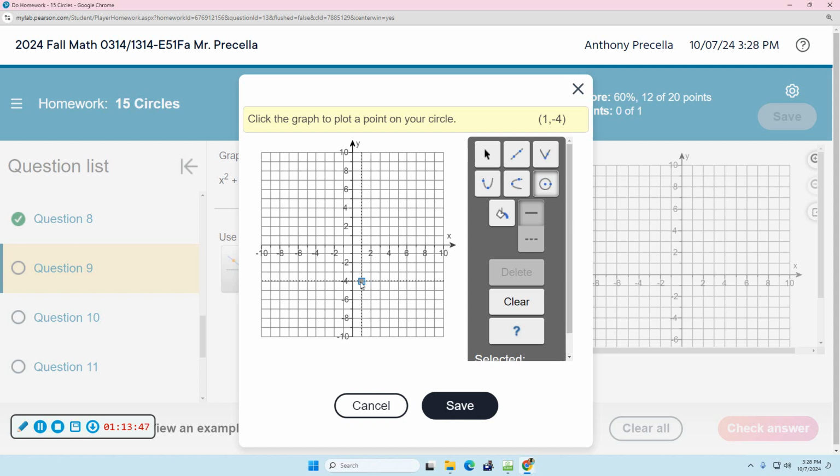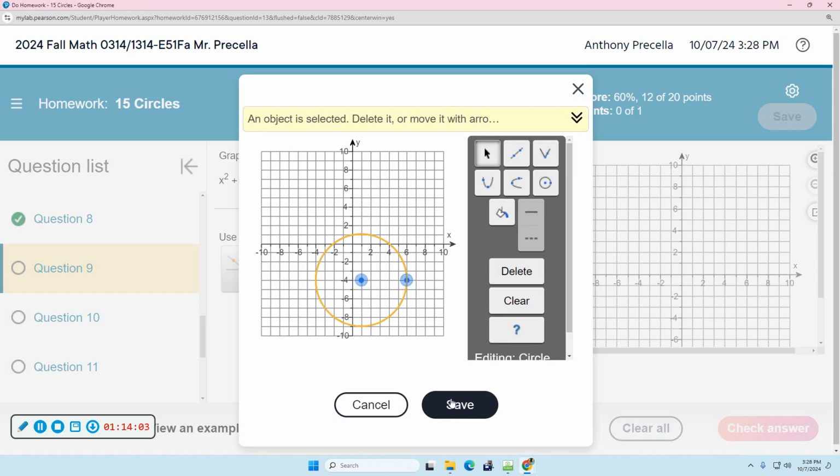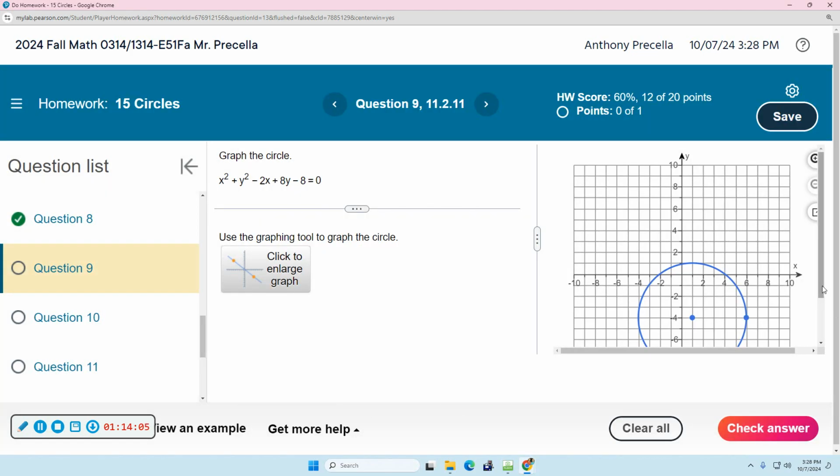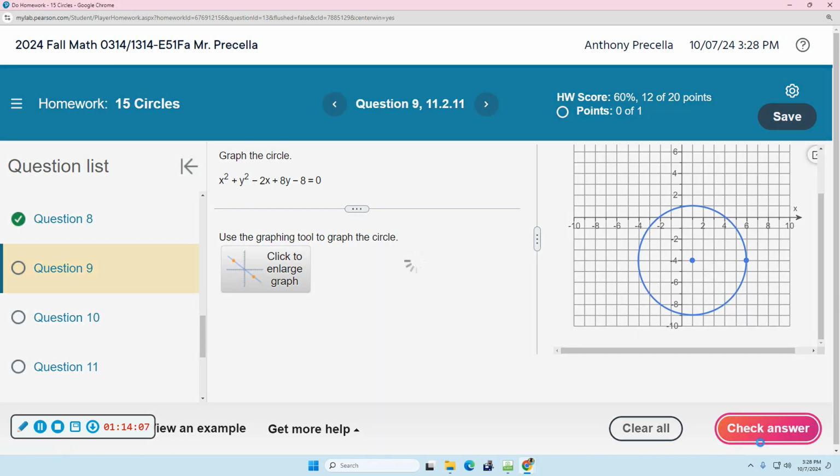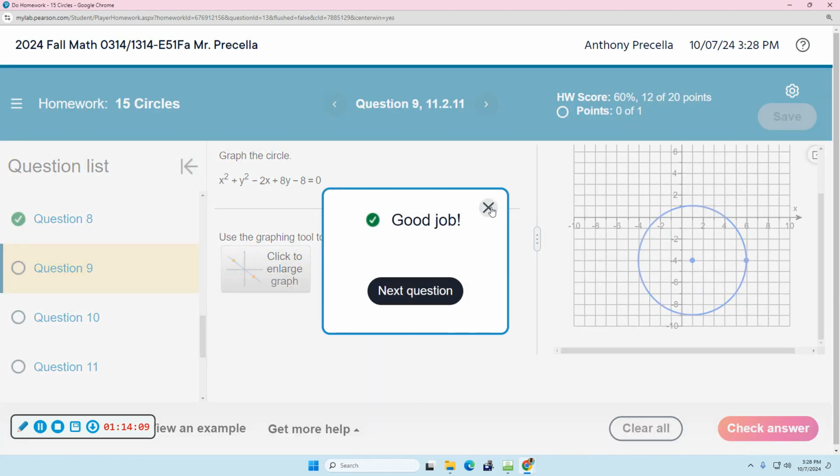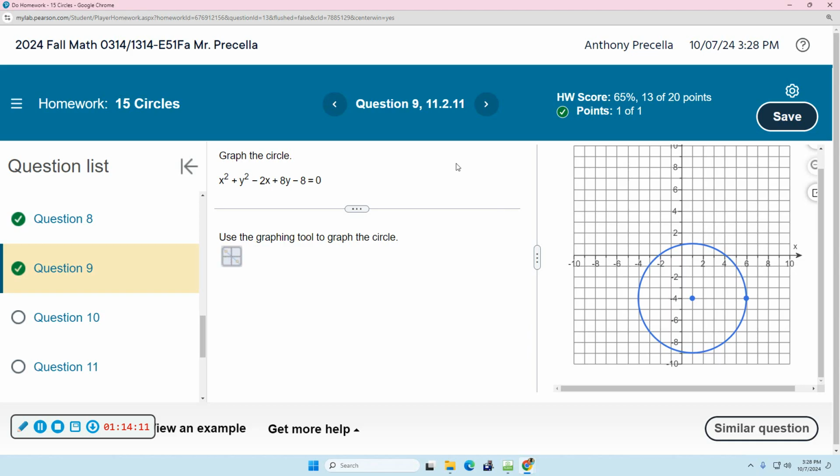Now, what's the radius? We said the radius was 5. So we're at 1. Let's move 5 units to the right. We're at 1 on the x-axis. 1 plus 5 gets us to 6. There's my circle. Check answers. Any questions there?